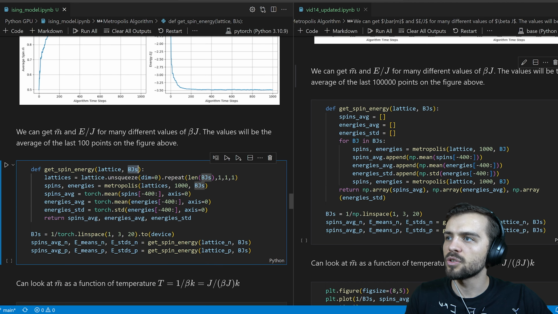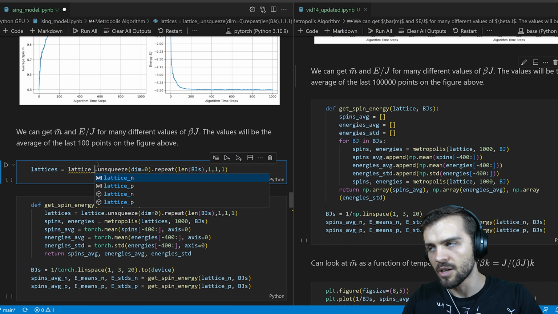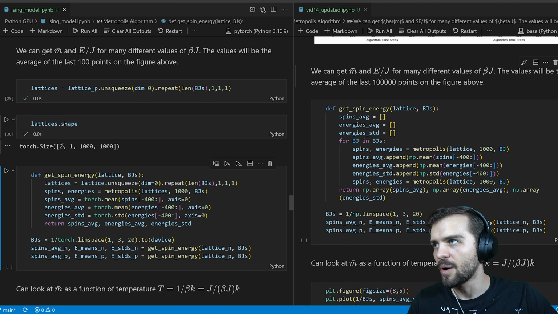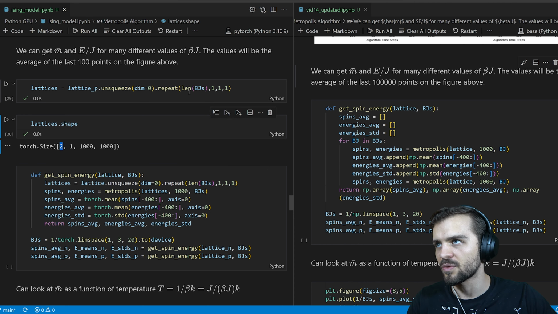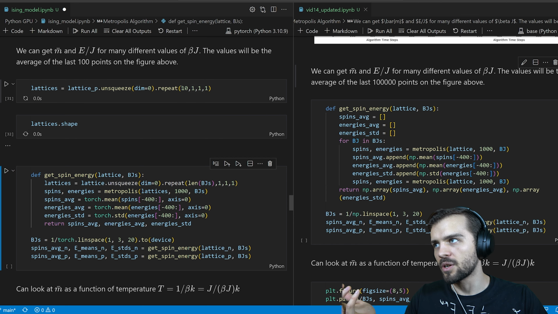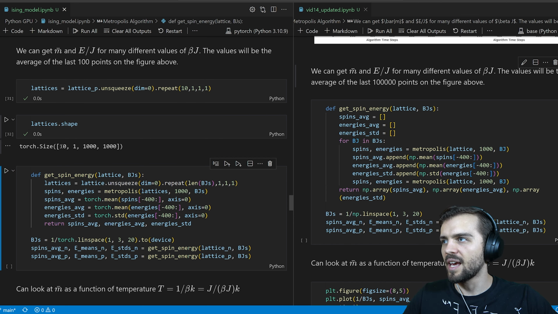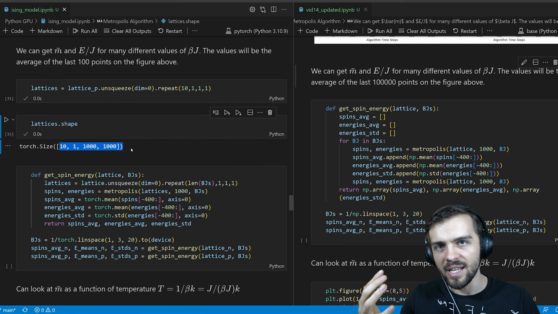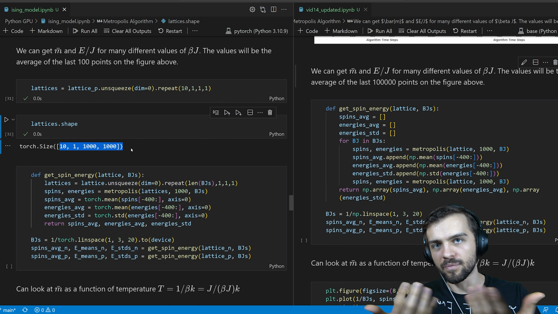The way to do that is I take my initial lattice and I repeat it a number of times. If I look at the shape of my positive lattice, it converts it in such a way that I now have two copies of that same lattice for each different beta J value. If instead I had 10 different temperatures I wanted to look at, you're now creating a much larger tensor, but it has the dimensionality you need to be run in that conv2D function.